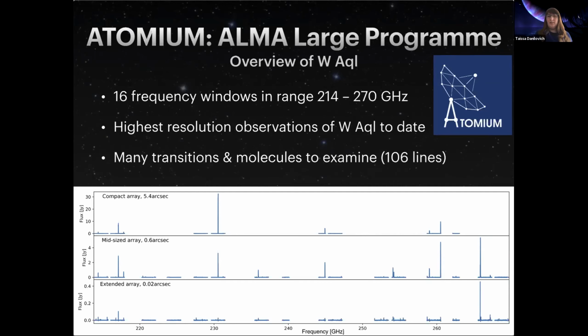Now, because of the resolution and the largest angular scale requirements of the ATOMIUM project, we actually obtained data for W Aquilae from 3 different ALMA configurations. So there's the extended array, which gave us the highest resolution observations, then what we call the mid-sized and the compact array, which are just different configurations. So here I'll mainly be talking about the extended array and the combined data. That's when we combine all of the observations into one cube.